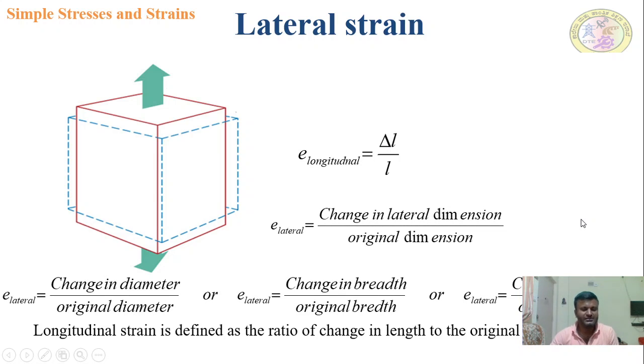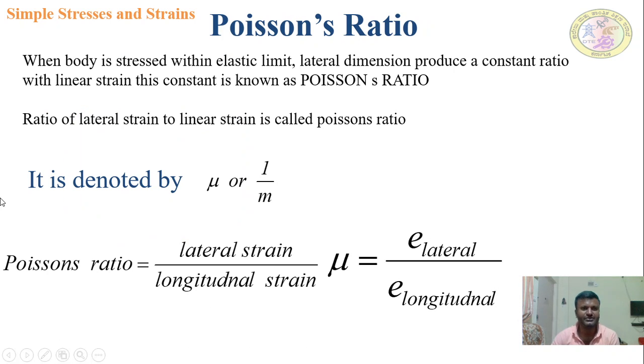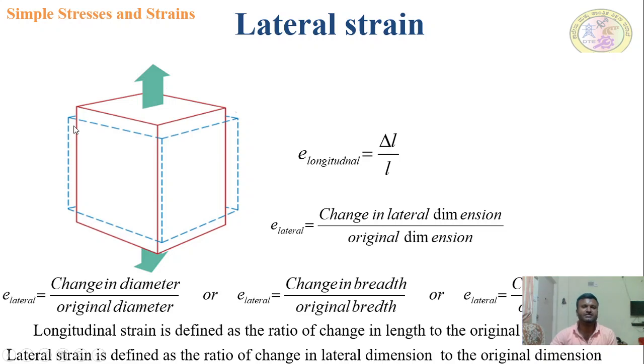The longitudinal strain is defined as the ratio of change in length to original length. Similarly, the lateral strain is defined as the ratio of change in lateral dimension to the original dimension. Okay, this is about the lateral strain.